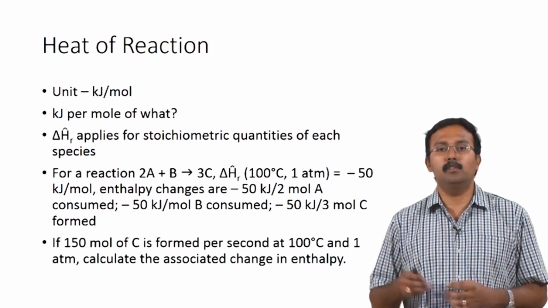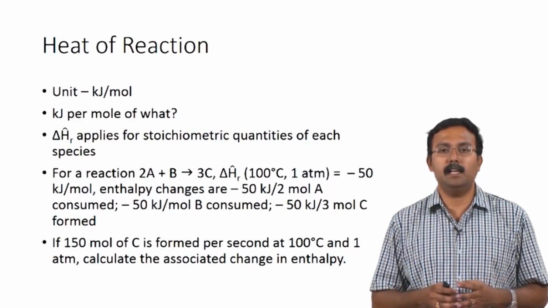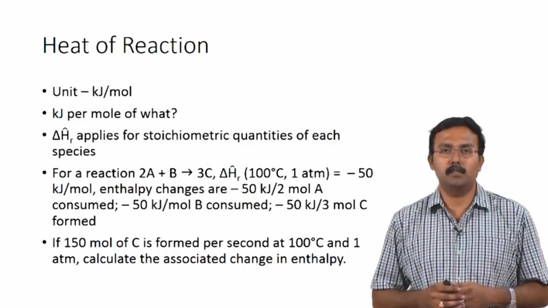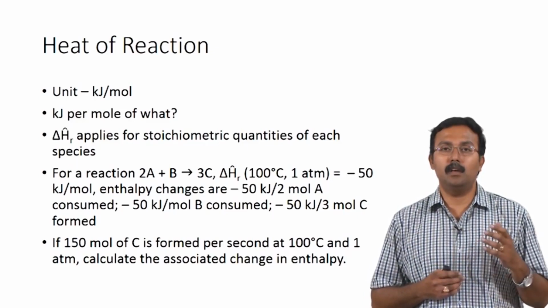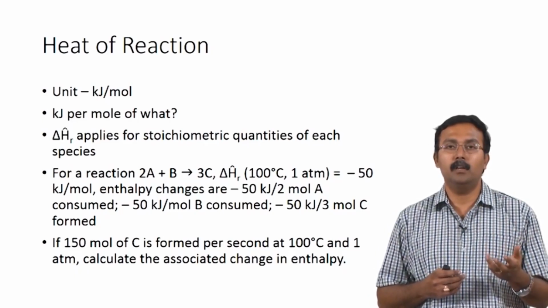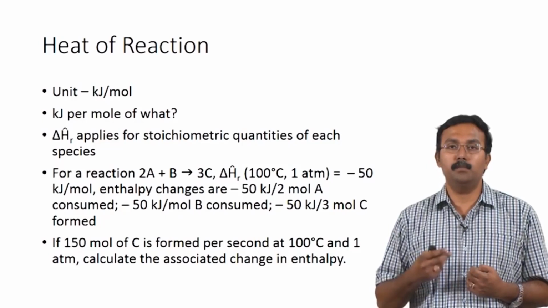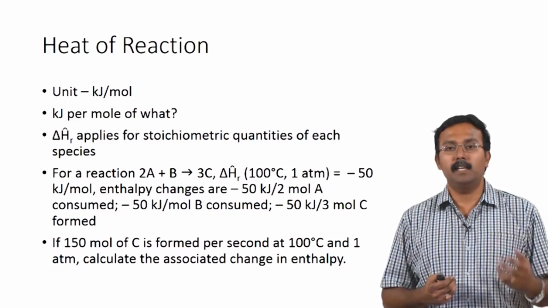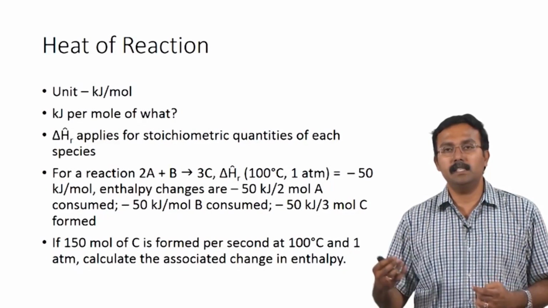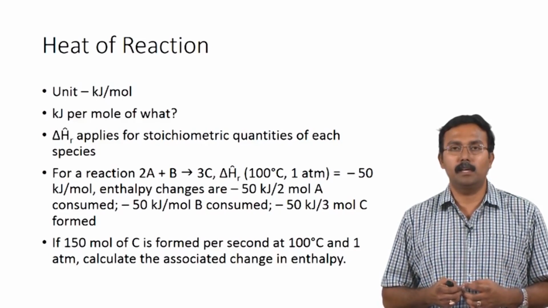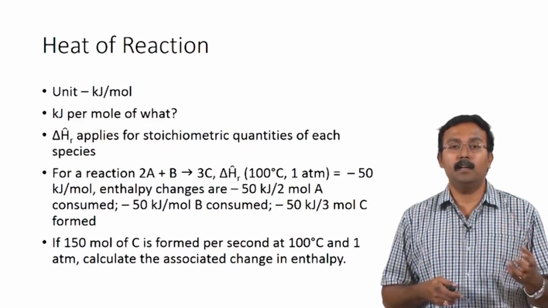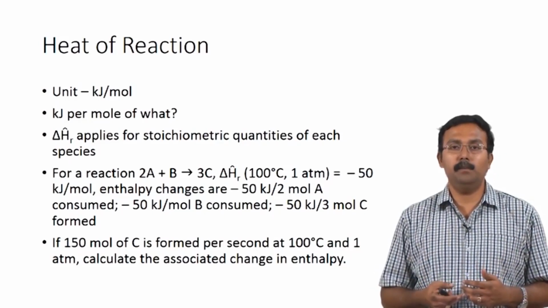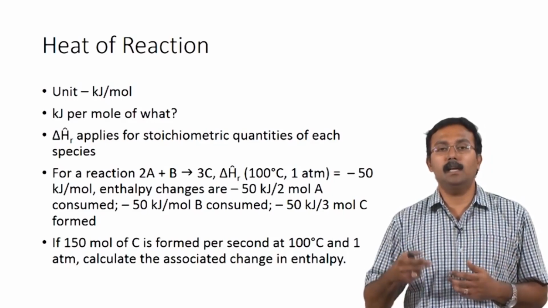If 150 moles of C is formed per second at 100 degrees Celsius and 1 atmosphere, can you calculate the associated change in enthalpy for this process? We know that minus 50 kilojoules is the change in enthalpy for 3 moles of C being formed, which means if 150 moles of C is formed, you would have minus 50 times 50 as the change in enthalpy for this process. However, if it were 150 moles of B which is consumed, then the change in enthalpy would actually be minus 50 kilojoules per mole times 150.